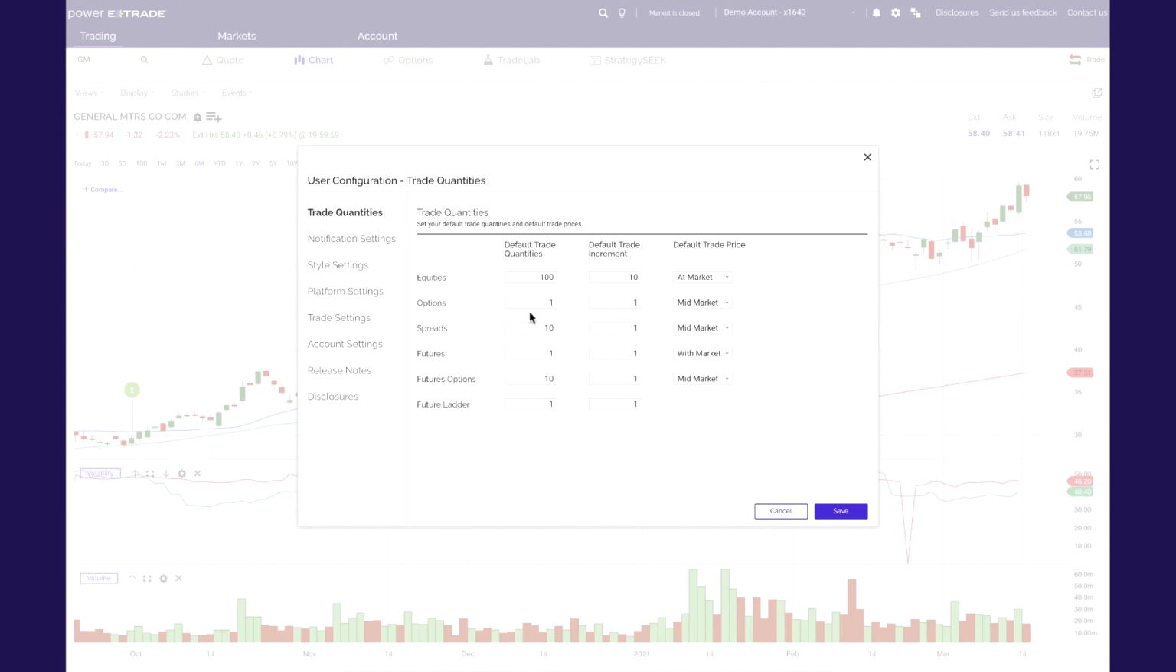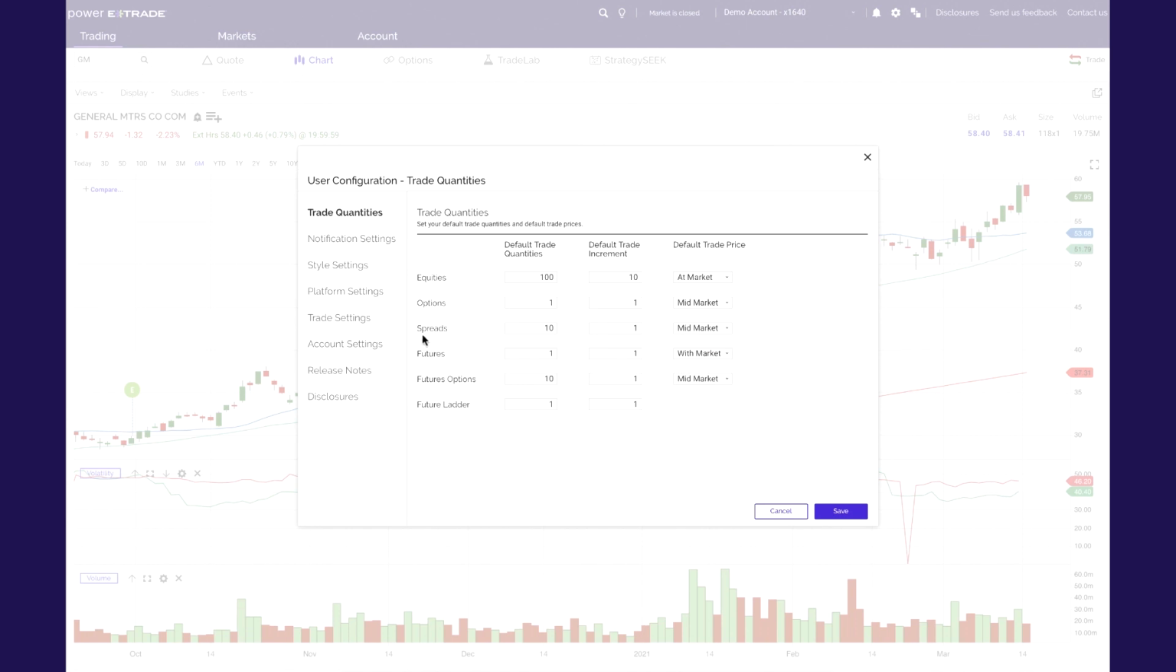Now for options, on the other hand, I want to go ahead and set it up so that it's just going to be one contract, and the default, every time I click an up or down button or plus or minus, I want it to change by 1. And also with an option, because they're less liquid, the spreads are usually quite a bit larger. So the default in this case is going to be mid-market.